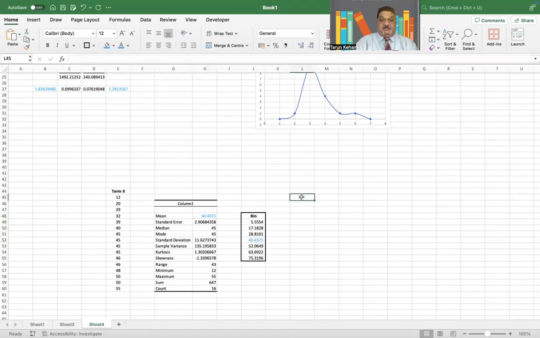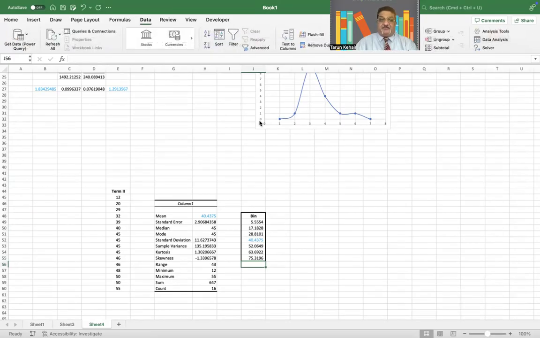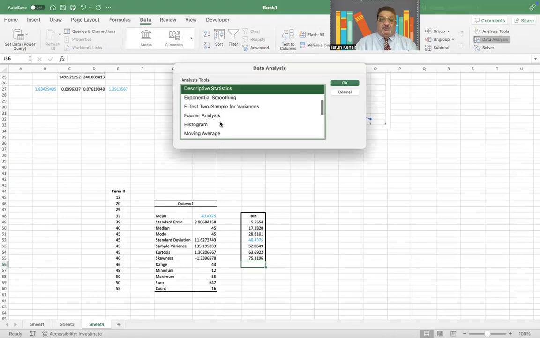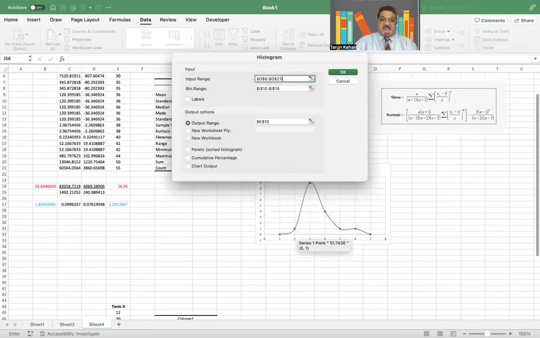So this is mean minus 3, mean minus 2, mean minus 1, mean plus 1, plus 2, plus 3. So we have got all values from minus 3 standard deviations to plus 3 standard deviations. And now we are ready to populate the histogram. So I'm going to now populate the histogram, and let's see how it is.